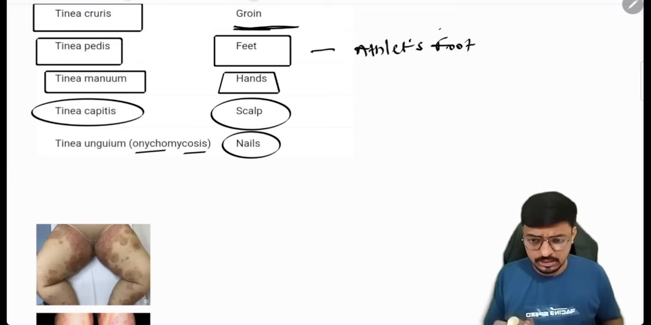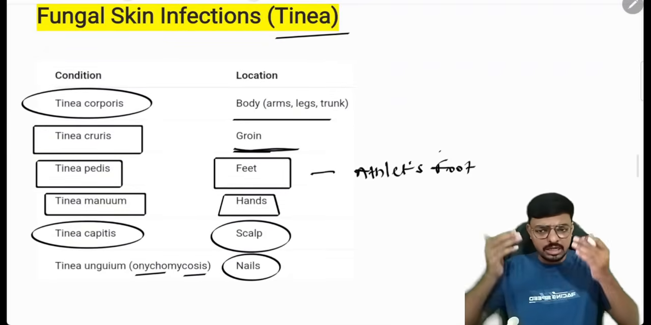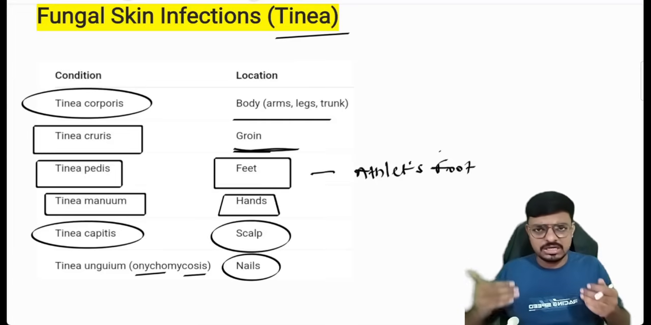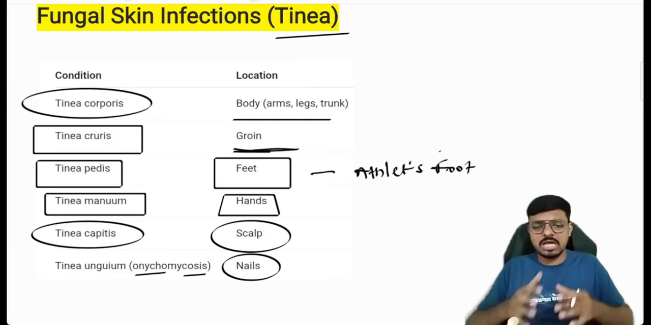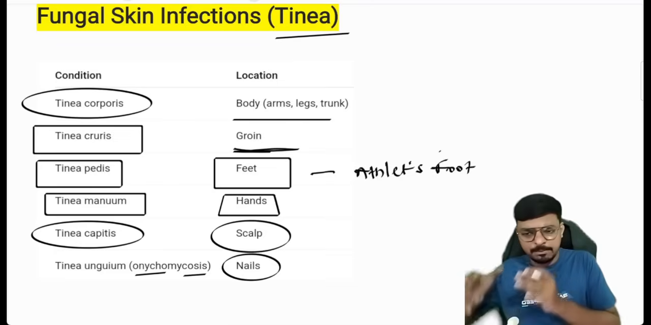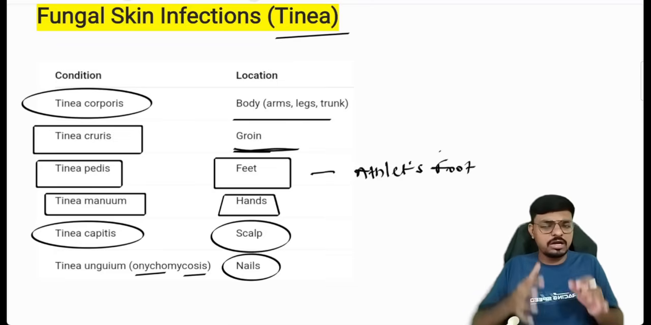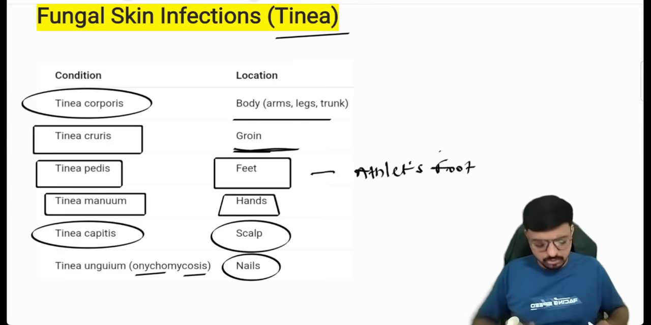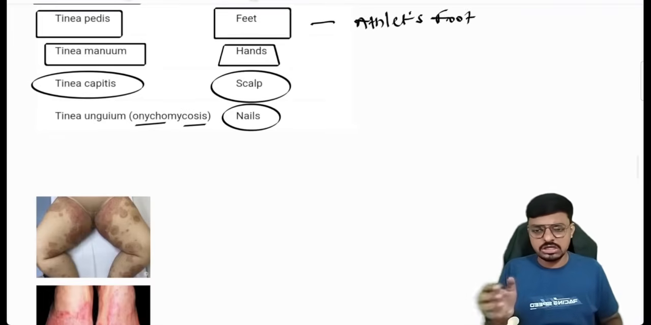Very importantly, let's quickly revise all the golden points. A fungal infection of the entire body is called tinea corporis. The fungal infection of the groin region is called tinea cruris. The fungal infection of the feet, we call the athlete's foot or tinea pedis. The fungal infection of the hand we call tinea manum, and the fungal infection of the scalp we call tinea capitis. Very, very important words. And the fungal infection of the nail we call onychomycosis or tinea unguium.